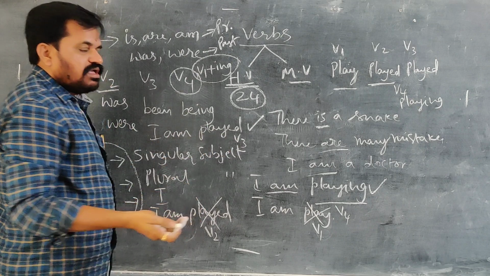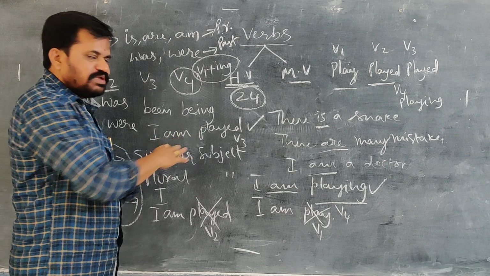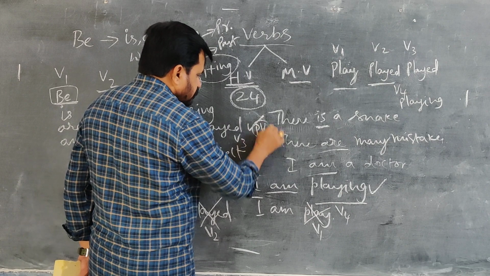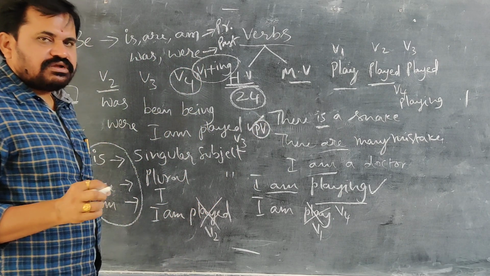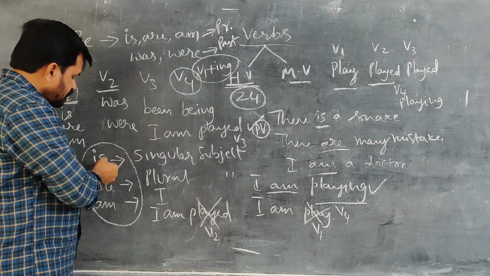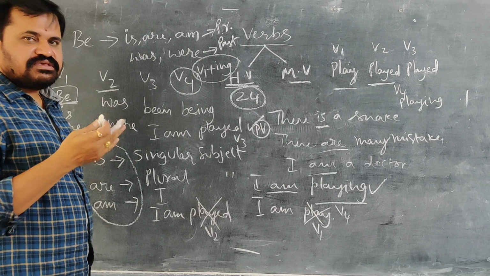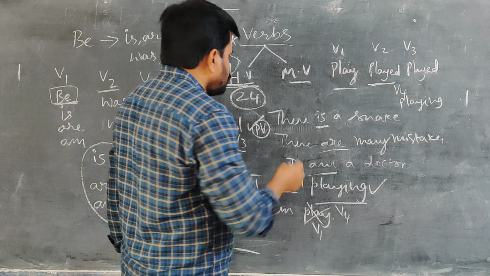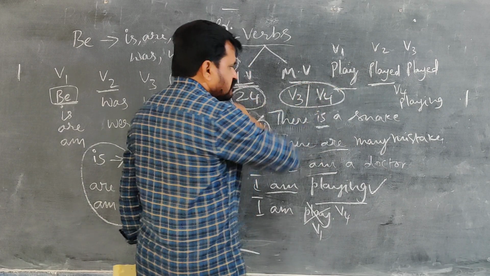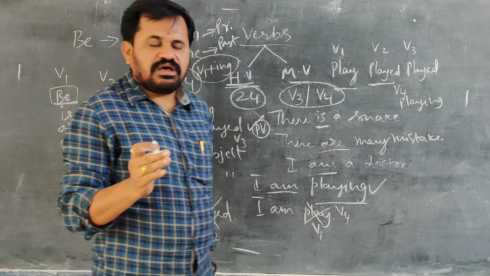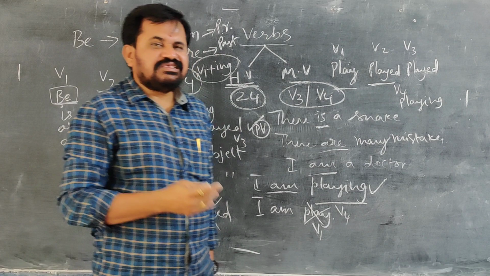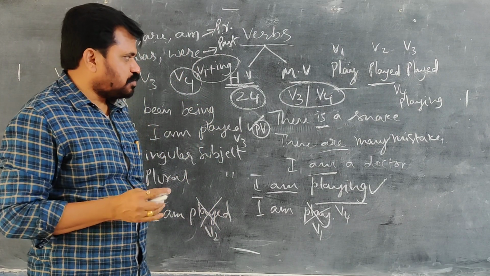'Am played' means someone played me. It gives meaning in such a way. It is a passive voice oriented sentence. So here you have to know that after is, not only am, maybe is or maybe are, we should use only V3 or V4. Other than this, we can't use V1 or V2 after is or am. That is most important, you should know.